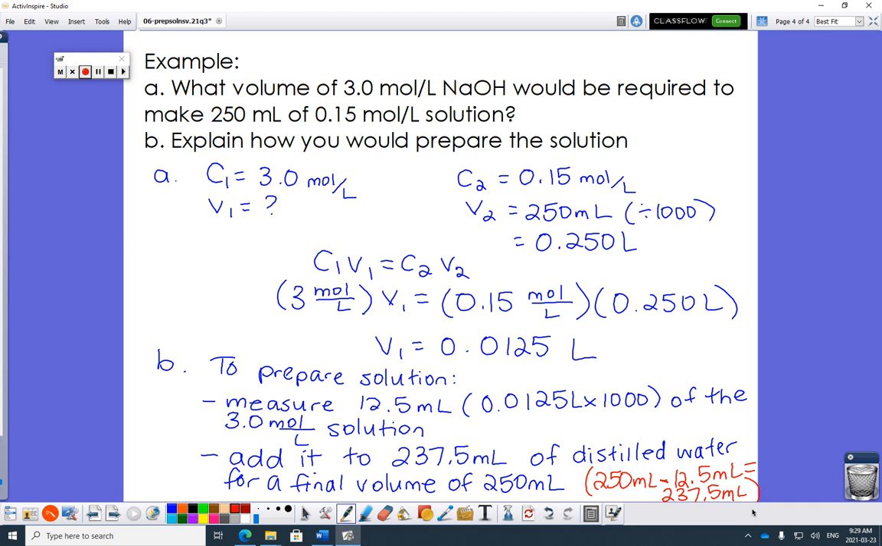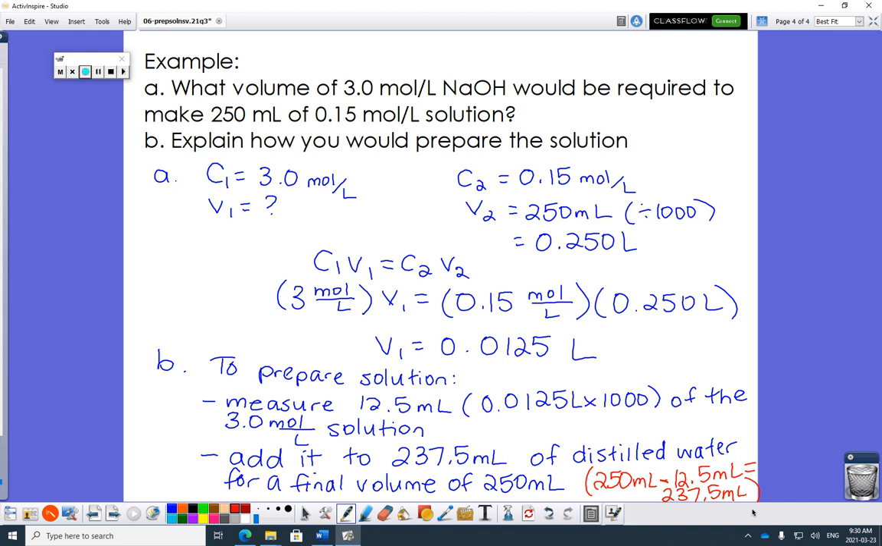So sometimes what people will do is have the graduated cylinder, put the 12.5 in first, and then go up to 250 in the lab to make sure that you're not making your solution have a greater dilution because you've added too much water. So there is a tiny little difference there.